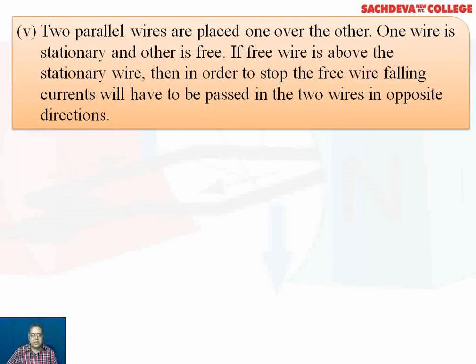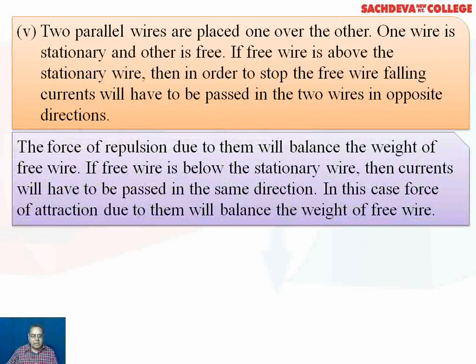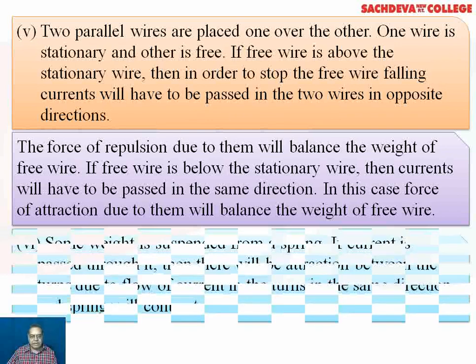Two parallel wires are placed one over the other. One wire is stationary, the other is free. If the free wire is above the stationary wire, then in order to stop the free wire from falling, currents will have to be passed through the two wires in opposite directions. The force of repulsion due to them will balance the weight of the free wire. If the free wire is below the stationary wire, then currents will have to be passed in the same direction. In this case, the force of attraction due to them will balance the weight of the free wire.